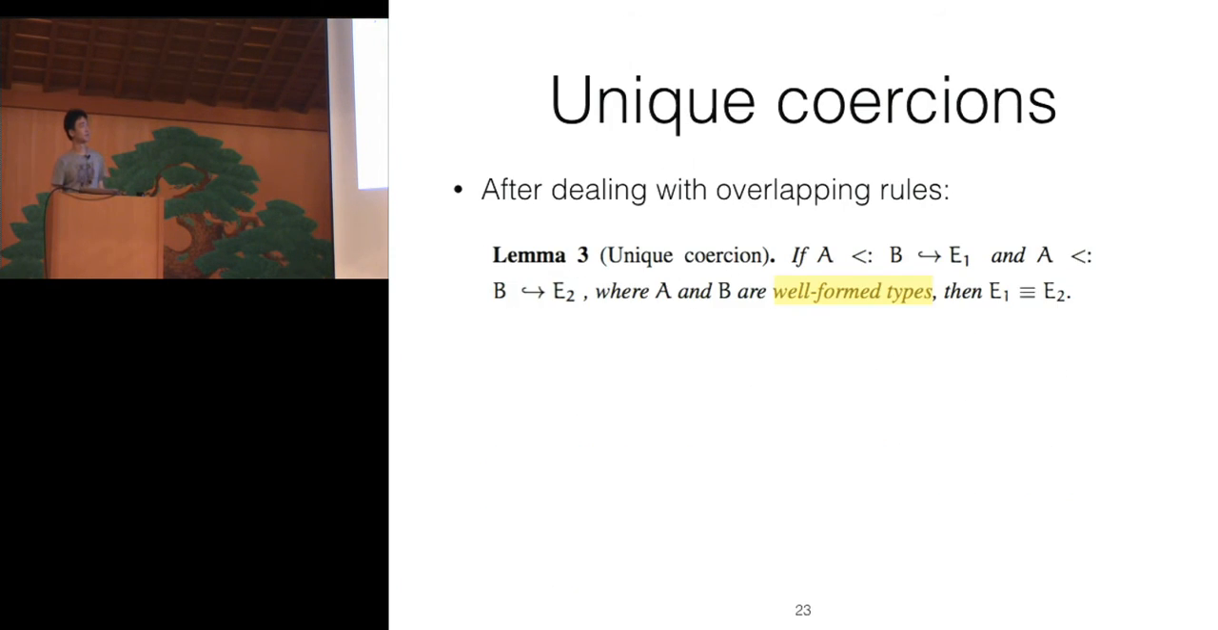Since we have solved the type 1 and type 2 overlapping, we now have the lemma of unique coercions. It says that if A and B are subtypes of one another, and they're well-formed, which basically means they respect the disjointness constraint, then the coercions must be unique.